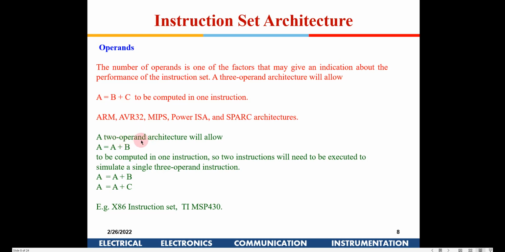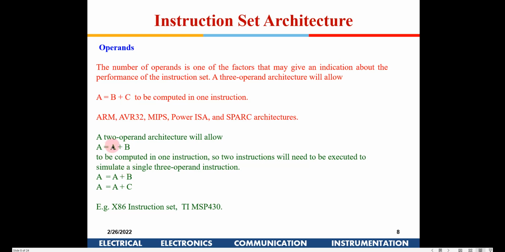There are certain 2 operand architectures also, where you can only write A equal to A plus B. That means the result will be stored here in the destination, this is the source, and the result will be in the destination. So this A will get modified, so you lose data here, right? In the 3 operand case, B and C you are adding, and the result will be in A, so your inputs B and C will remain as they are.